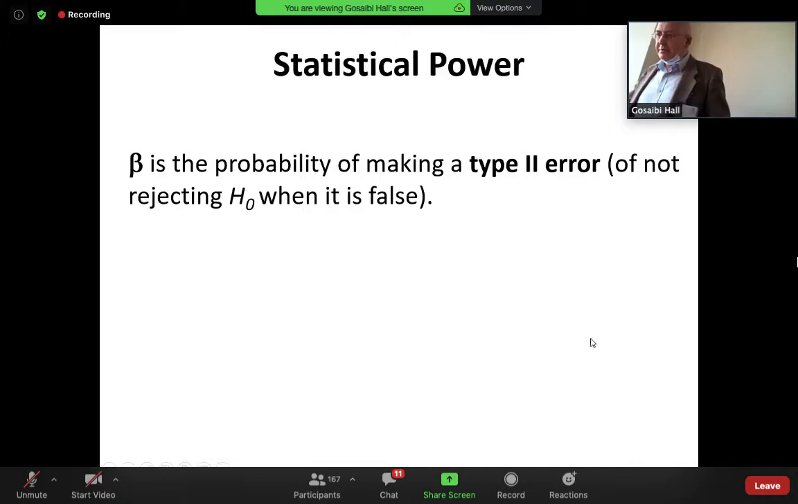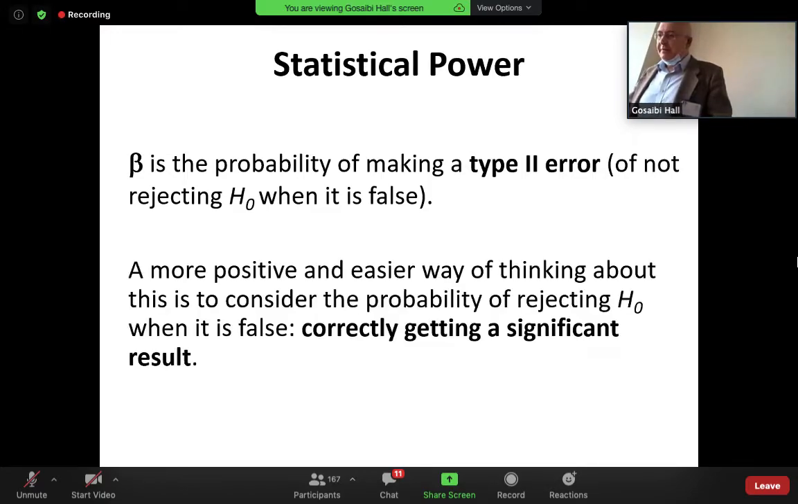Right. Okay. So statistical power, as I've been explaining, beta is the probability of making a type 2 error. This is of not rejecting the null hypothesis when it is false. Okay. So phrasing this more positively, if we subtract beta from 1, 1 minus beta, we will get the probability of rejecting H0 when it's false. So this is the probability of correctly getting a significant result.